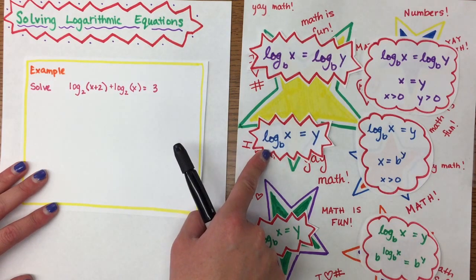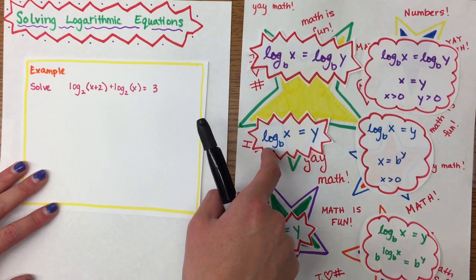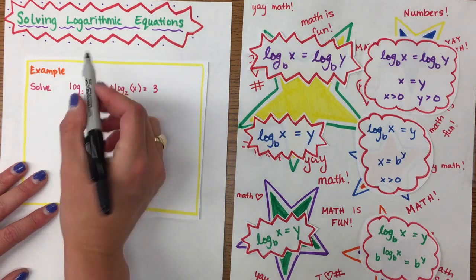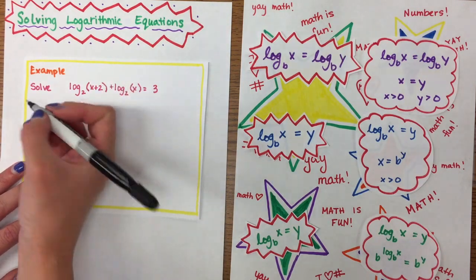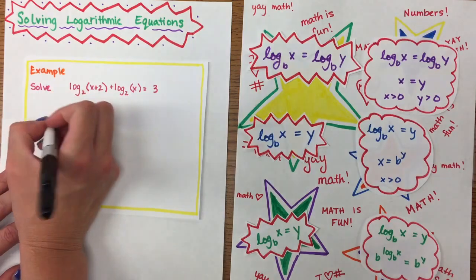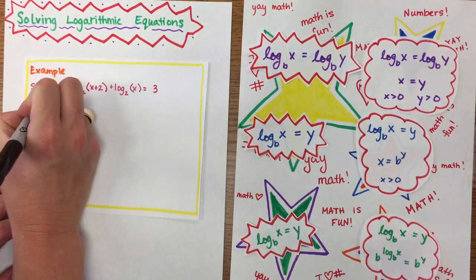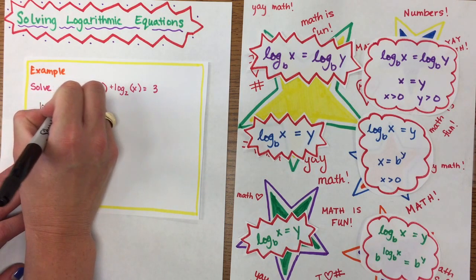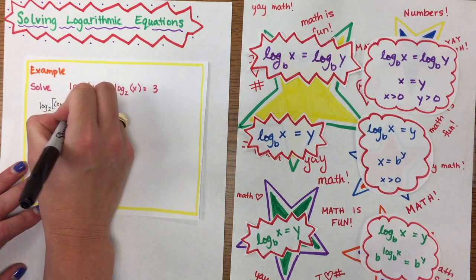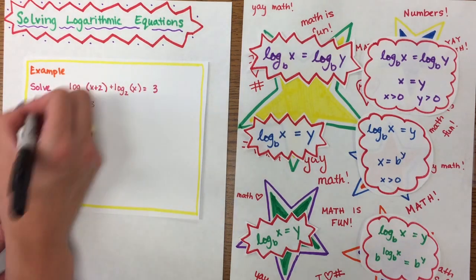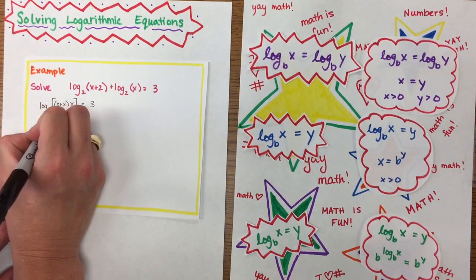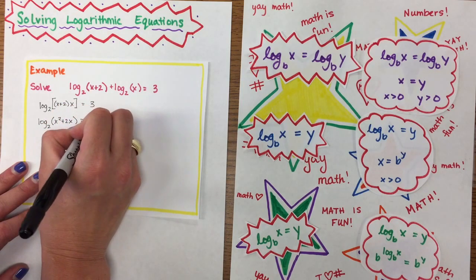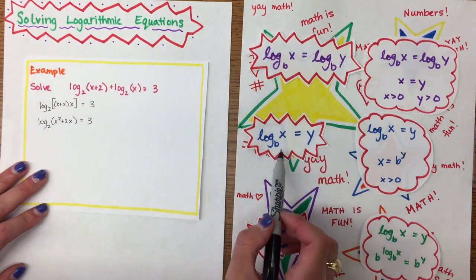So I'm going to be looking to get this into the form log base b of x equals y, and then I have two different options of how I can solve it. So addition outside becomes multiplication inside will help me condense. So this will become log base 2 of x plus 2 times x is equal to 3. I'm going to simplify this down and get log base 2 of x squared plus 2x is equal to 3. I'm going to solve this both ways.